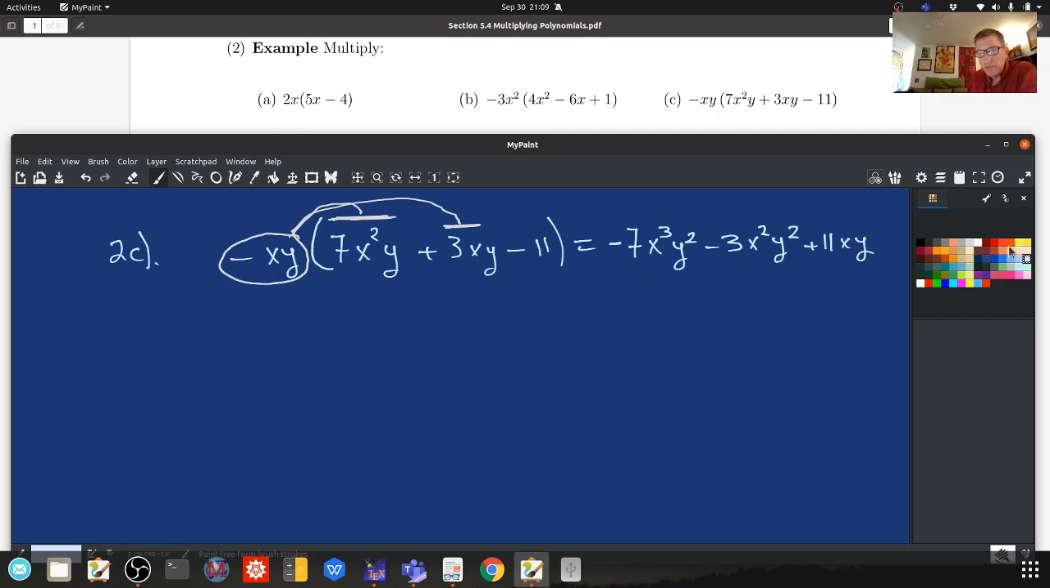And notice again, a good review. This is a degree 5 term because we add up the powers on each variable. So this is a degree 5, this is a degree 4, and this is a degree 2. We're missing our degree 3 term, but that's okay. It doesn't necessarily have to be in there. The point is, I write them in descending order.